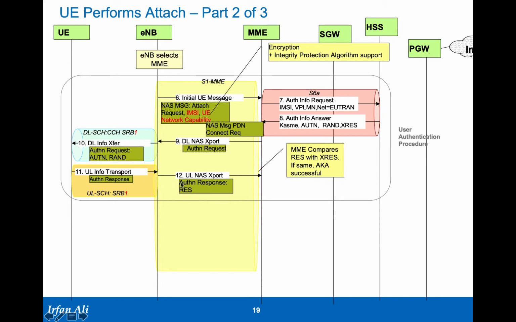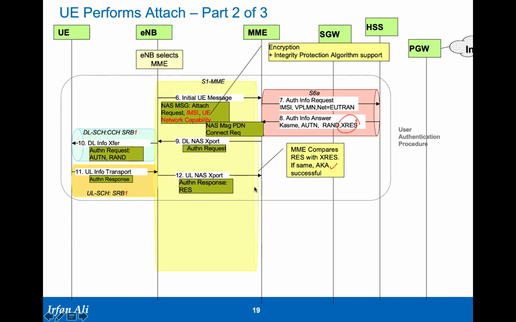What comes back from the mobile is an authentication response, which includes the response value that the mobile computes using the authentication procedure that we had covered in the previous slides. The MME compares the response that the mobile has provided with the expected response that it had gotten from the HSS, and if it matches, then authentication is successful, right?